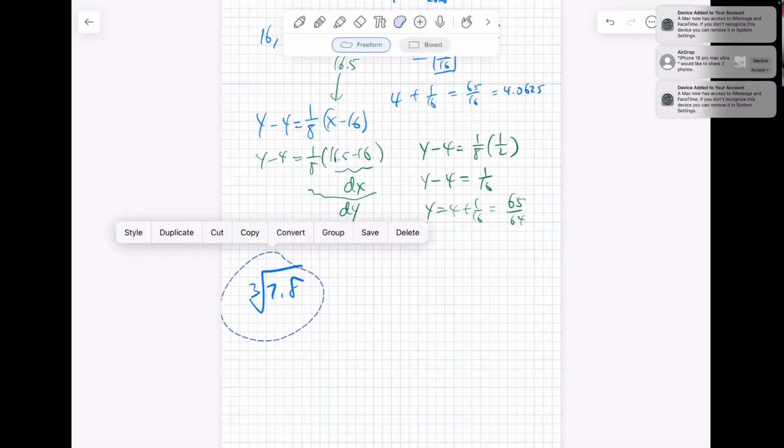It's how different the value is from the known value. The known value is the square root of 16. 0.5 is the change from that original value that we're trying to approximate, right?